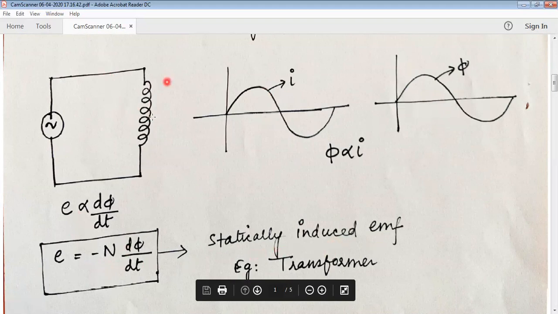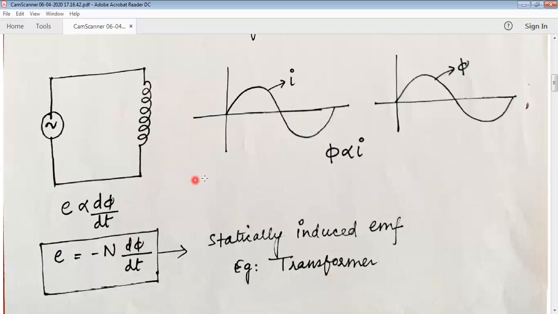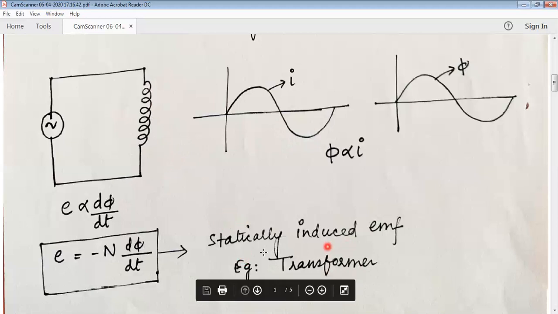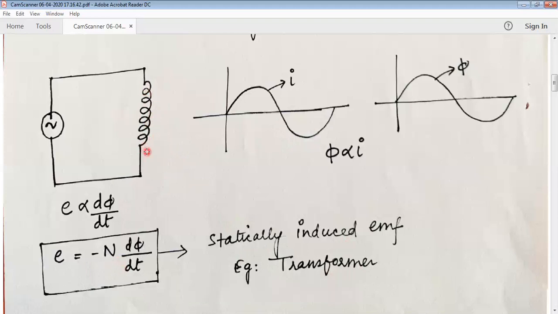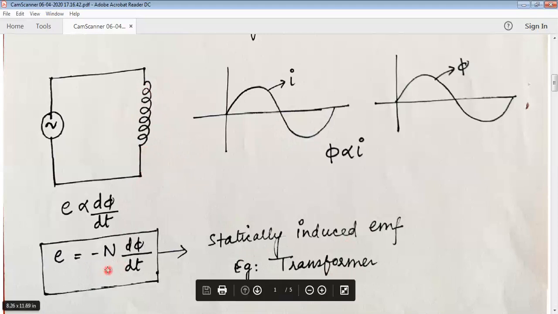Here the coil is stationary, so it is statically induced EMF. An example is the transformer. In a transformer, this principle is used. Whatever EMF is induced is because of the coil, and it is statically induced EMF. What is N here? Here N is the number of turns, not the number of conductors. Whatever number of turns are there in that coil, N is that number.